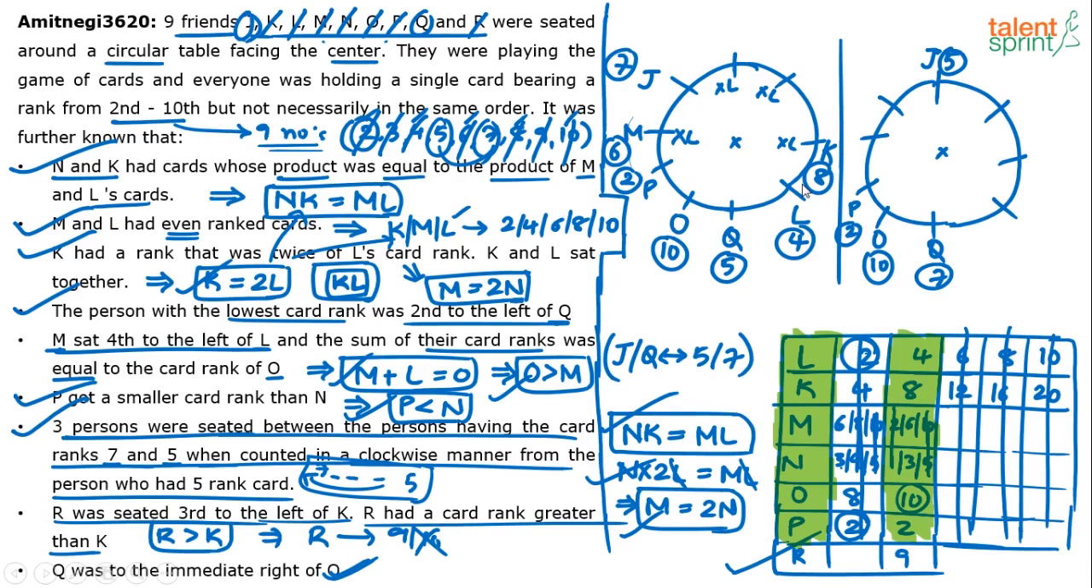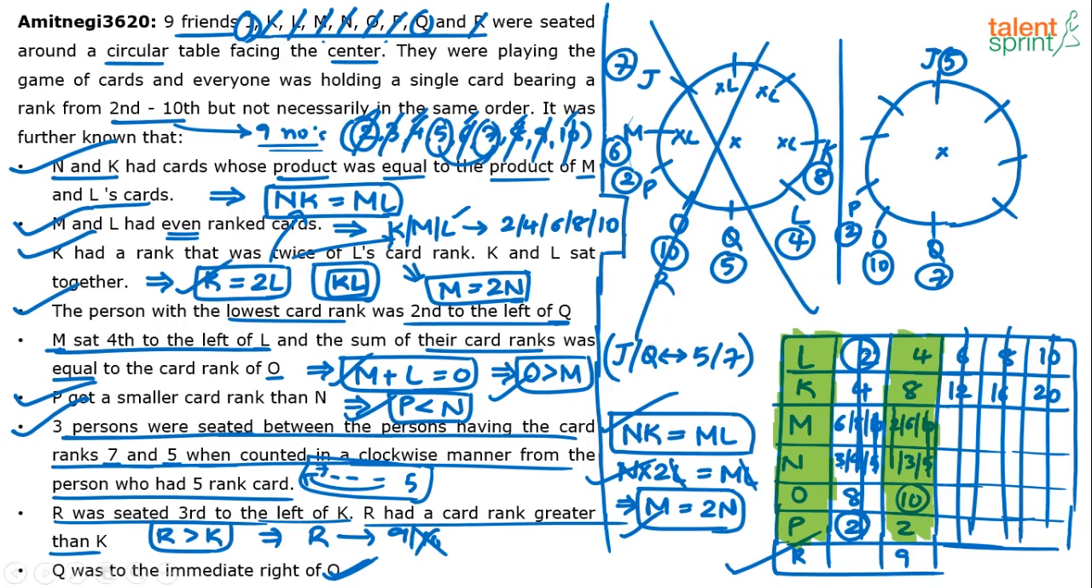Now what is the other point that we have with respect to K? R was seated third to the left of K. Try this. K is here. Third to the left of K. First, second, third. This has to be R. Possible? Not possible, because O is already seated here, which means K cannot come here. If K cannot come here, L cannot come here. But if L does not come here, where will L go? All the other possibilities for L are ruled out, which means this is wrong. The first case is wrong.